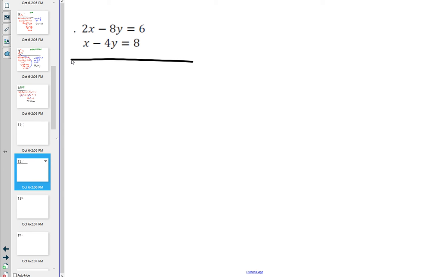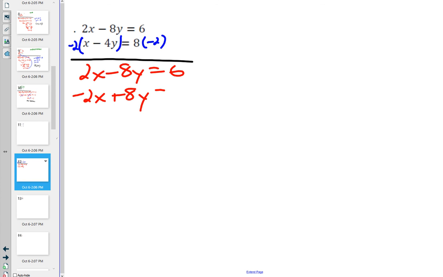So, Angel, we'll work with you. Which variable did you choose to get rid of? Let's see where you went wrong. I'm assuming we're doing elimination, right? Okay, so let's get rid of the x's. So you would multiply the bottom by -2. The top equation stays exactly the same. The bottom equation becomes -2x plus 8y is equal to -16.